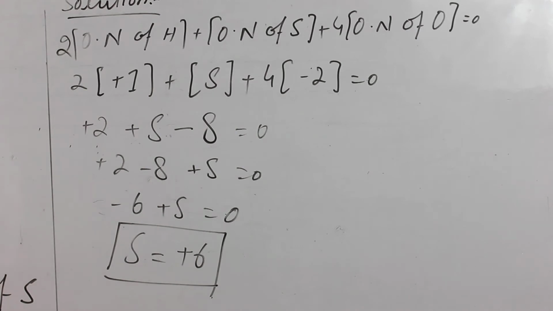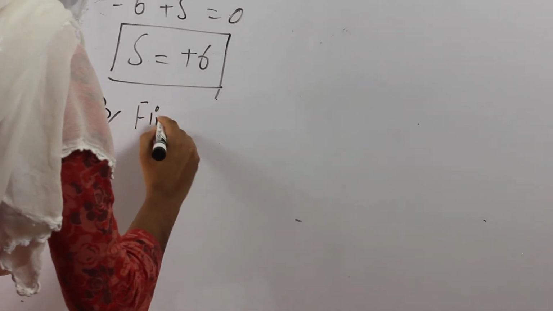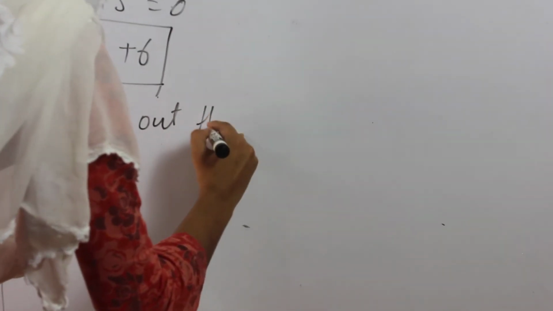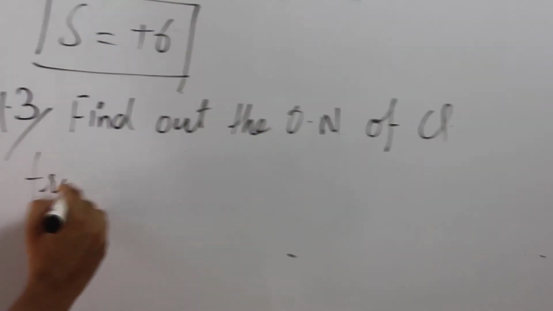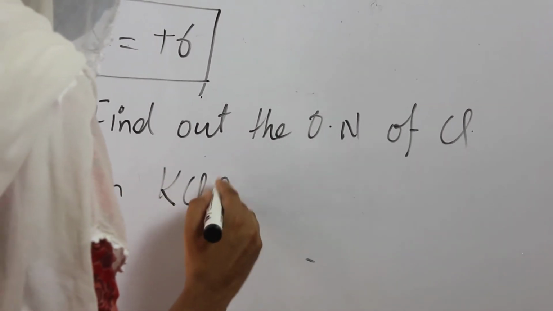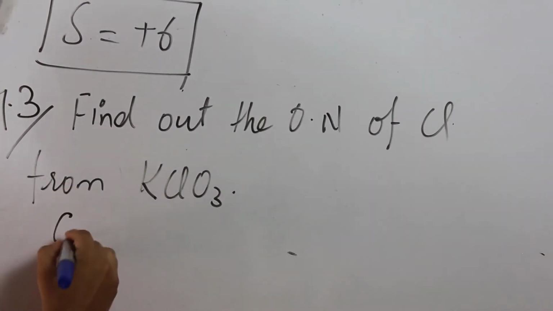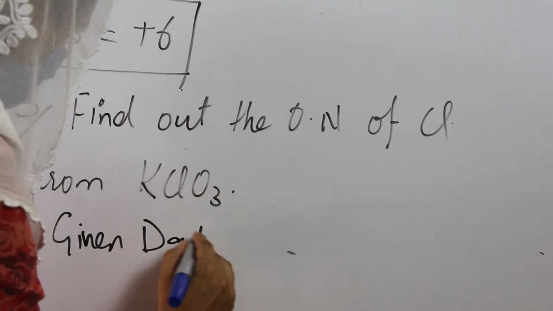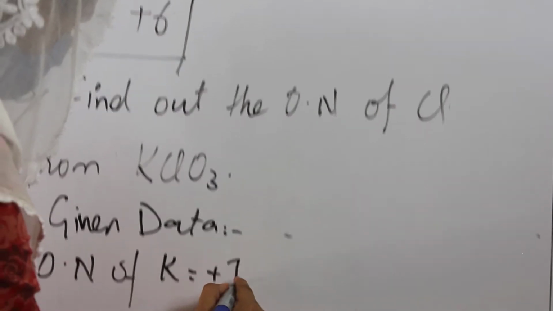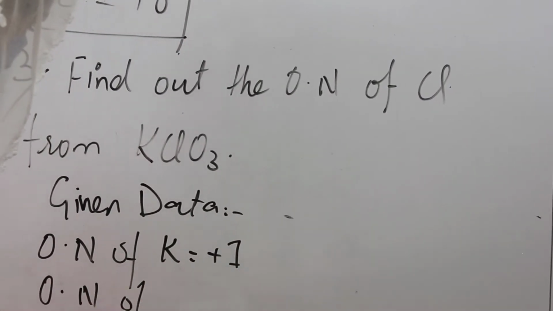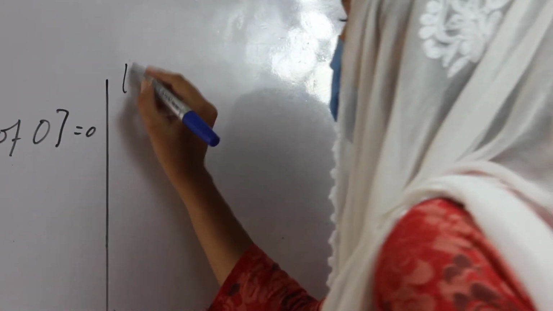Okay, the last numerical is 7.3. In this numerical we want to find out the oxidation number of chlorine from potassium chlorate. Given data: oxidation number of potassium is +1, oxidation number of oxygen is -2. Find out the oxidation number of chlorine.